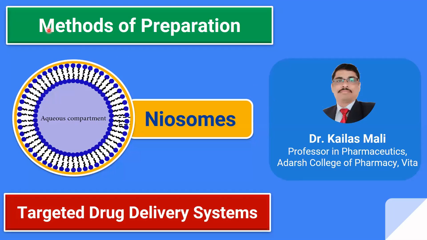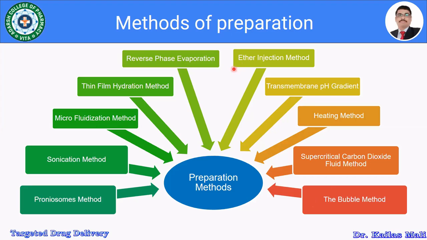In today's session, we are going to discuss methods of preparation of the Niosomes. So let us see the methods of preparation of Niosomes. Niosomes are prepared by using different methods like Proniosomes method, sonication method, microfluidization method, thin film hydration method, reverse phase evaporation, ether injection method, transmembrane pH gradient, heating method, supercritical carbon dioxide fluid method, and the bubble method. So these are the various methods which are widely used to prepare the Niosomes.